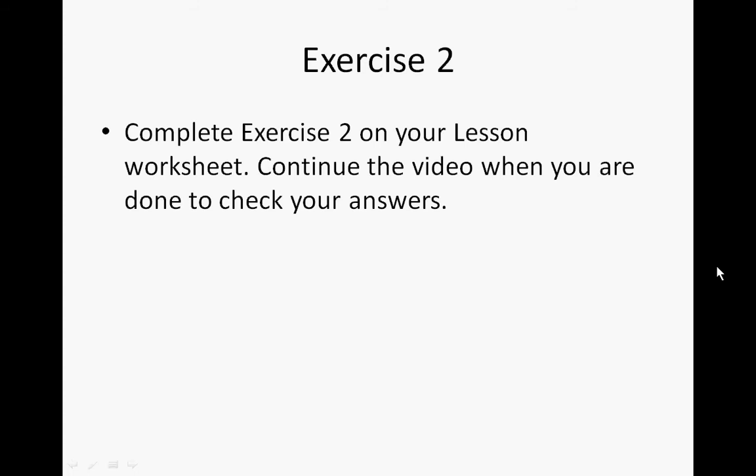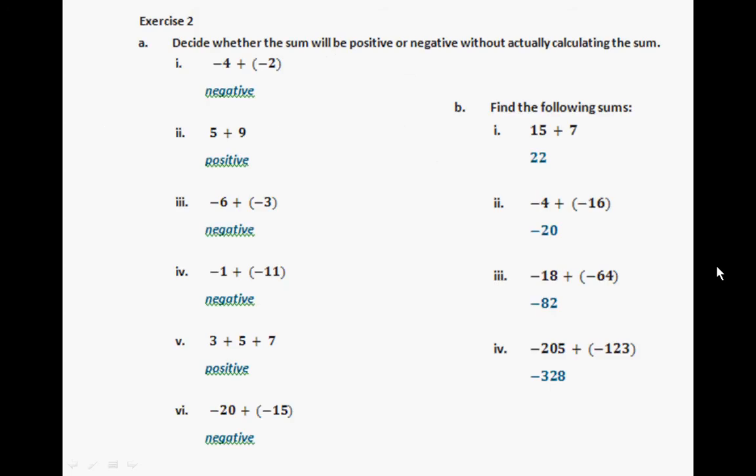All right, so you should have finished exercise 2. It asked you to decide whether the sum will be positive or negative without actually calculating the sum. And here are your answers. Negative, positive, negative, negative, and positive, negative. And then for part B, find the sums. You would have 22, negative 20, negative 82, and negative 328.